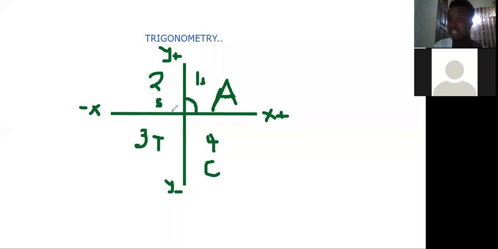Now from here to here, you know it's 180. When we move from 180, we move into 270. So from here to here is 270. Then from here to here, we are talking about 360, coming back to 360. Already we know this. In the first quadrant, we are talking about acute angles, which are angles between 0 and 90 degrees.